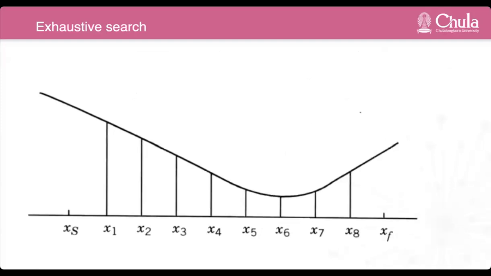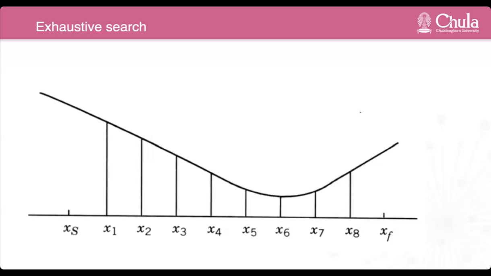Here, for example, from xs to xf, we decided to evaluate 8 points in this interval. Okay, so what is the number of intervals? 9, right? n plus 1. Okay, so by evaluating n points, we remove most of the area, but we keep at least 2 intervals, right?